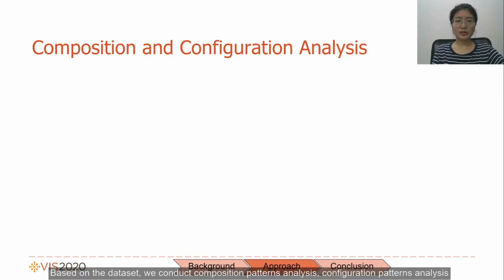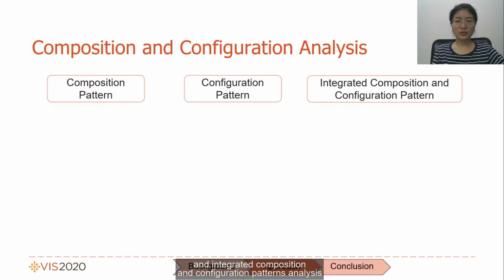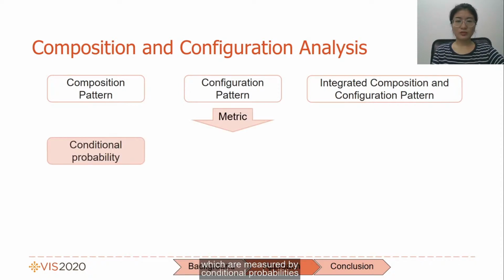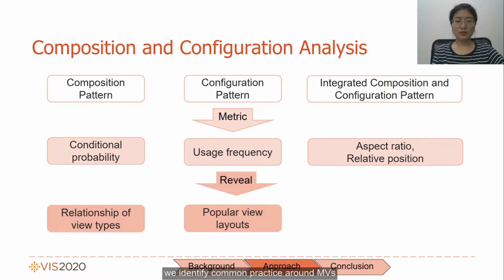Based on the dataset, we conduct composition patterns analysis, configuration patterns analysis, and integrated composition and configuration patterns analysis, which are measured by conditional probabilities, usage frequency, and aspect ratio and relative position. Based on this analysis, we identify common practice around MVs.